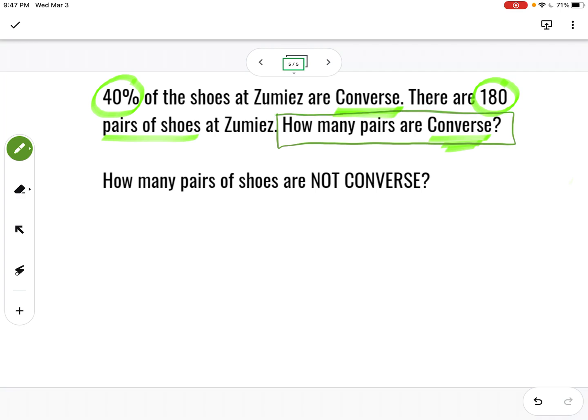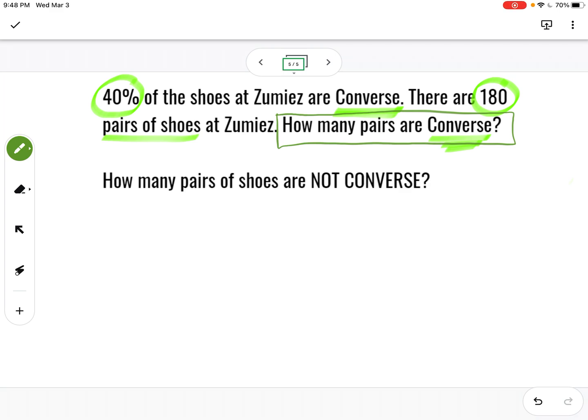So we're going to start with this first part, and then we'll address the second part because this is another part of the question. So first of all, 40% of the shoes at Zumiez are Converse. So I know 40% are Converse, and I know there's 180 pairs of shoes at Zumiez. So how many pairs are Converse? So as always, when we have these solving percent problems questions, we want to ask ourselves, are we trying to solve for a part or are we trying to solve for a whole?